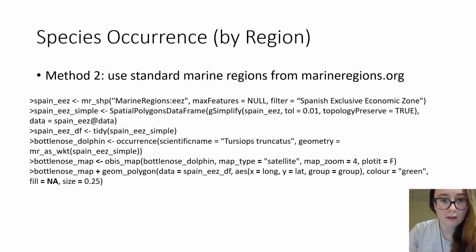Now, another way of getting information into R from OBIS by specific region is to use the marineregions.org definitions. So this is a series of codes just showing how you would get bottlenose dolphin occurrences for the Spanish EEZ.